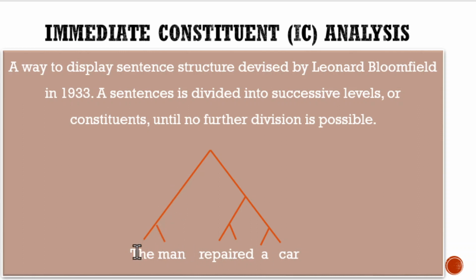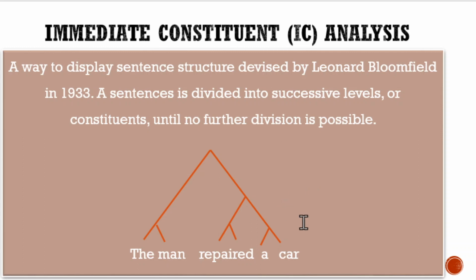In the first section, we have the, which is a determiner, and man, which is a noun. And here, the second part is again divided into two. A car, which is like the man, a determiner and a noun. And before that, we have a verb in the past tense. So repair and ed. Ed is the suffix showing past tense. So repaired a car. So this is a way in which we break down the immediate constituents of a sentence and show its structure.